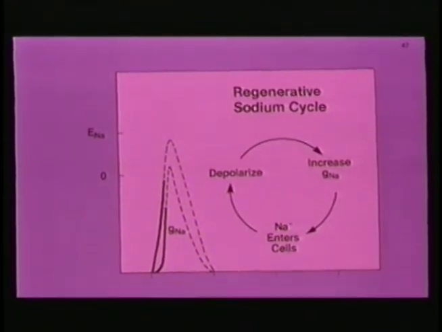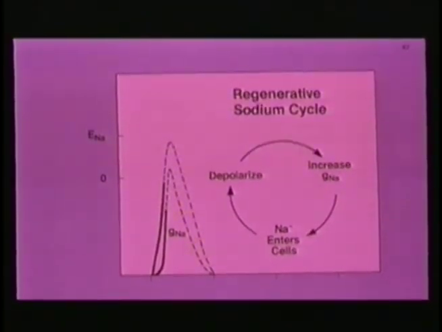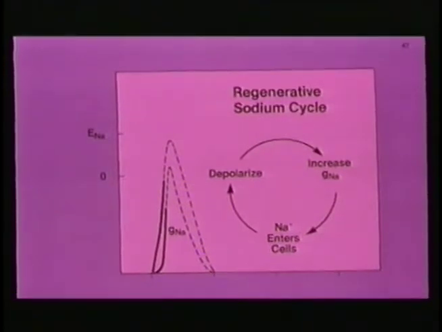If we depolarize to threshold, we permit a small increase in sodium conductance. Some sodium ions enter the cell down the electrochemical gradient. This entry of positive charges depolarizes the cell membrane at that point even more, leading to a further increase in sodium conductance and an increase in sodium entry. This positive feedback feature is why the action potential is called regenerative.